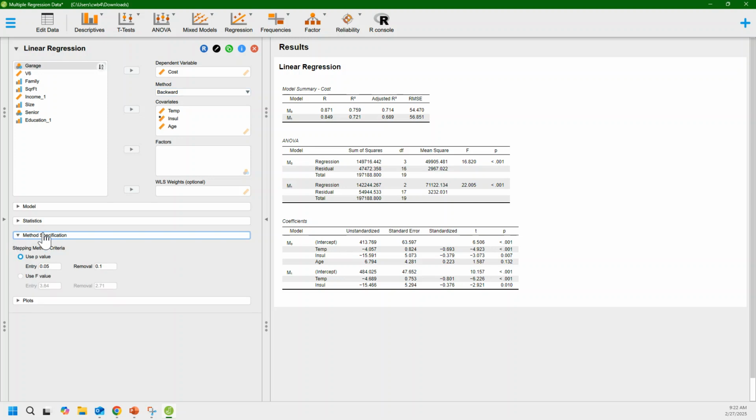Well, if I go to this menu at method specification, I'm going to change this to 0.05. So this is the p-value that I'm going to use to remove any insignificant predictors. And so notice this was 0.032. It was in this first model. It's greater than 0.05, means it's insignificant. I need to remove this in my second model.